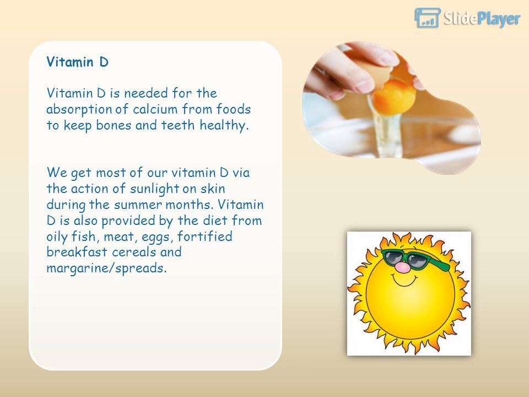Vitamin D. Vitamin D is needed for the absorption of calcium from foods to keep bones and teeth healthy. We get most of our vitamin D via the action of sunlight on skin during the summer months. Vitamin D is also provided by the diet from oily fish, meat, eggs, fortified breakfast cereals and margarine/spreads.